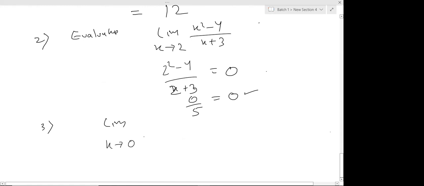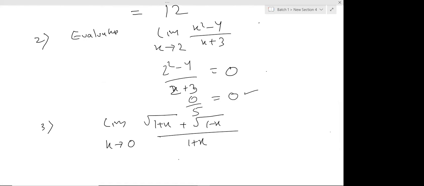Limit x tending to 0, under root 1 plus x plus under root 1 minus x, whole divided by 1 plus x. All right. Solve this. Gautam, I need answers. All right. Send the answer in the chat. Arsalan, you too.